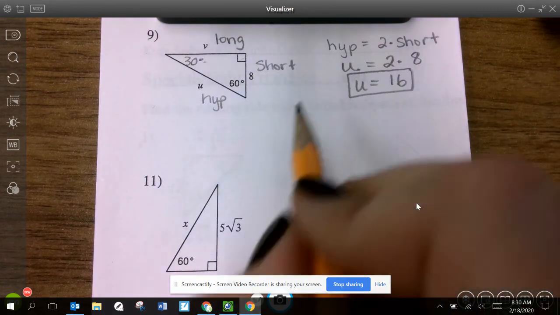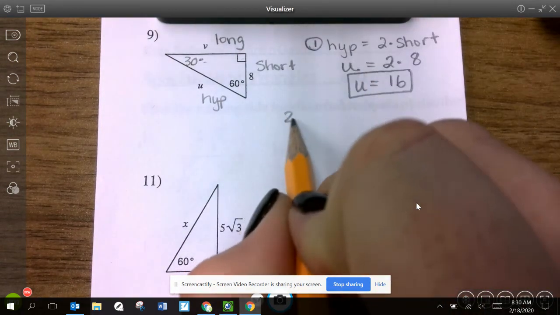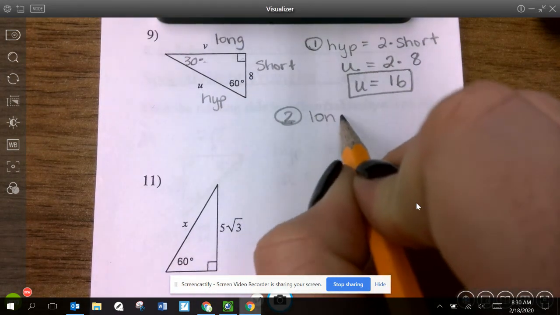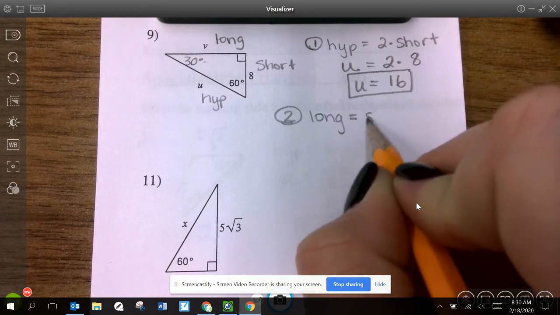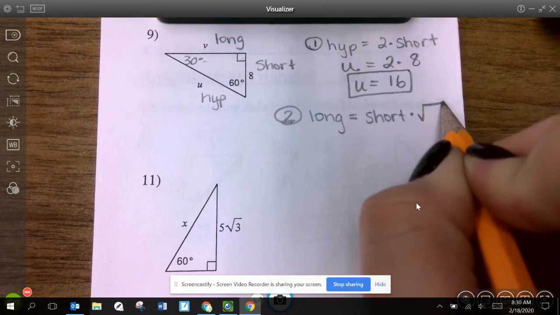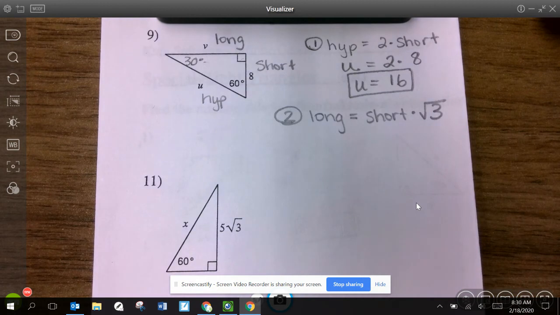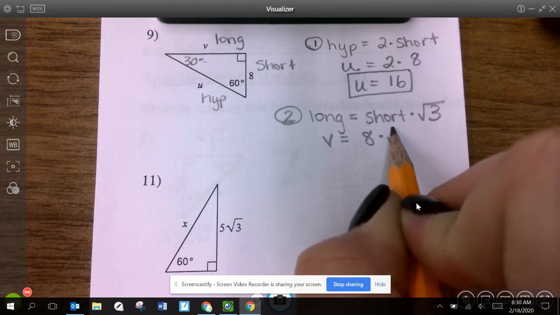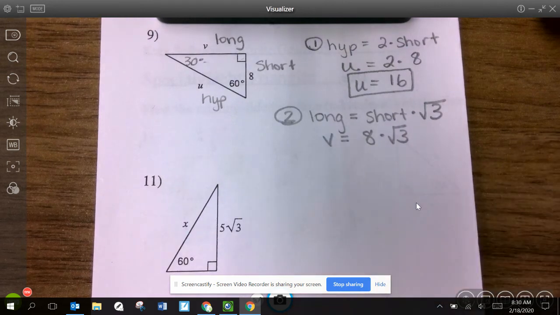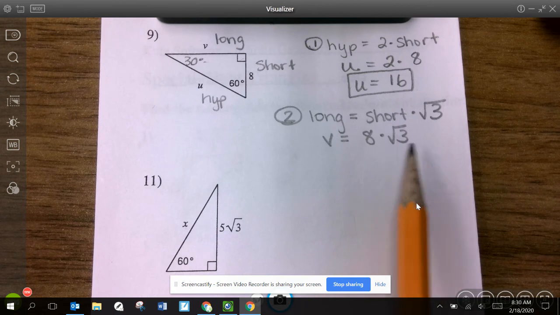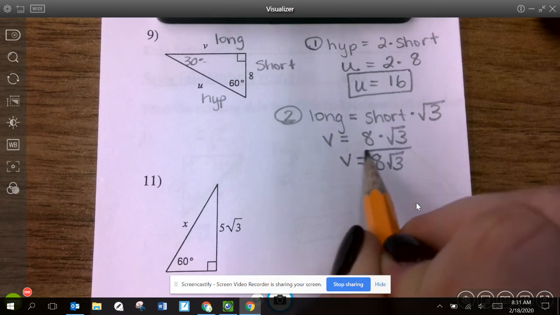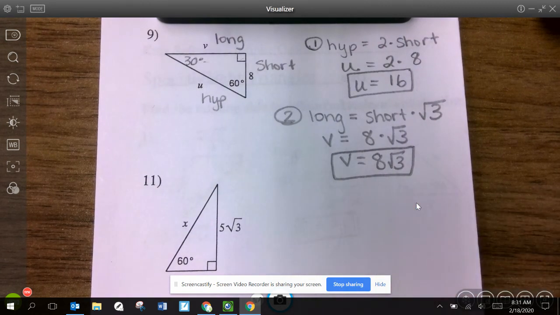The second rule that you'll need to know for a 30, 60, 90 triangle is the long side equals the short side times the square root of 3. In this picture, my long side is V, my short side is 8, and I'm going to multiply that times the square root of 3. I can't combine 8 square root of 3 if I'm going to keep it in simplest radical form. So my answer is just 8 square root of 3. That would be my long side.